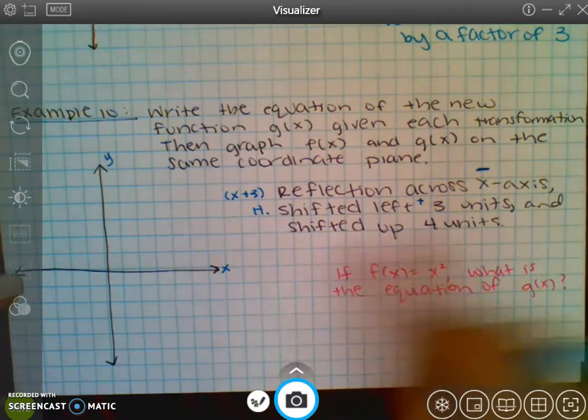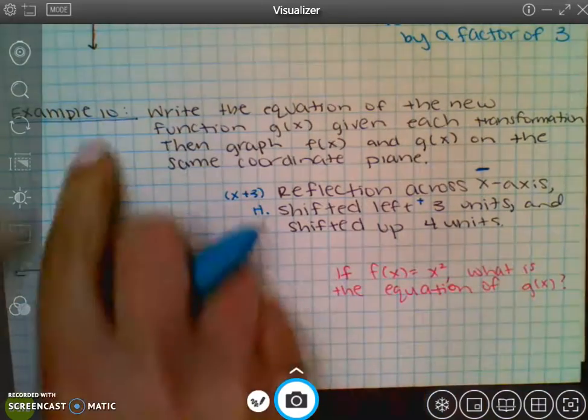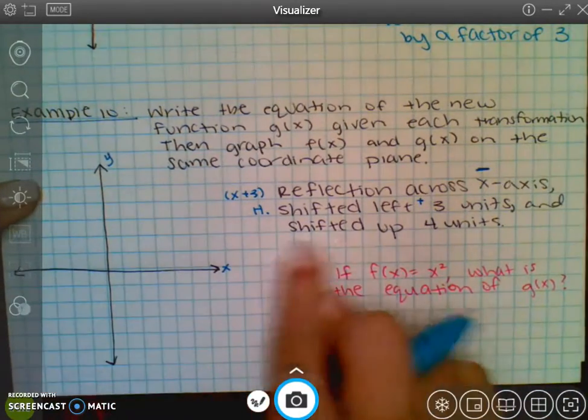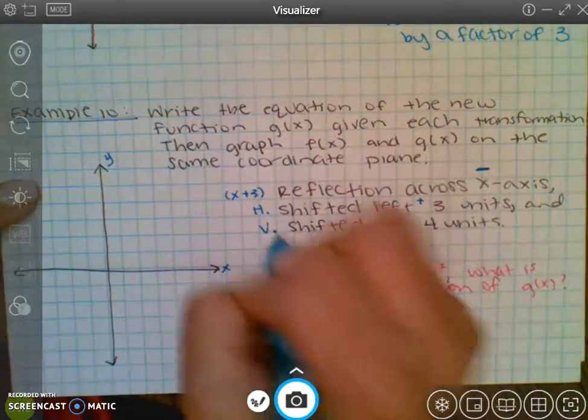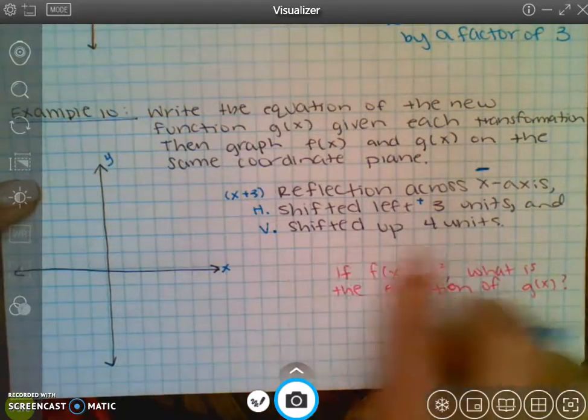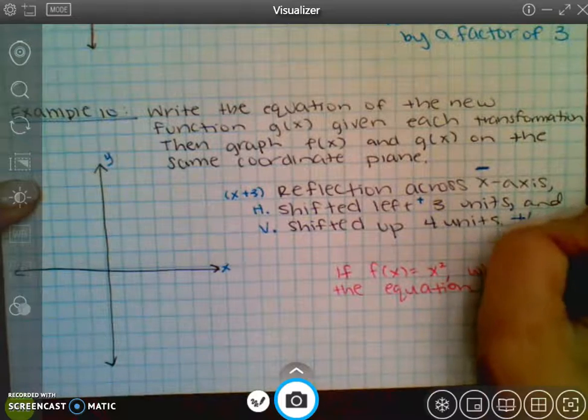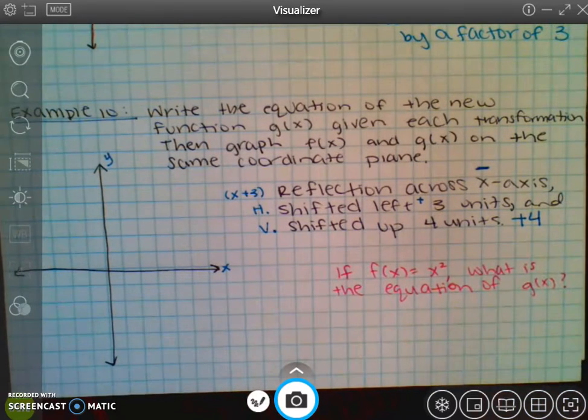Okay, then shifted up 4 units. Okay, up and down is this y. Okay, and that's vertical. So this should actually say a vertical shift up 4 units. And vertical stuff happens on the outside. That's going to be a big plus 4 on the end.